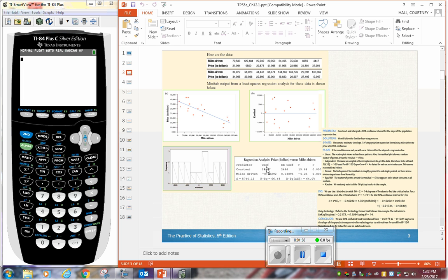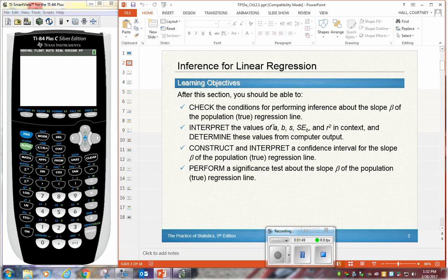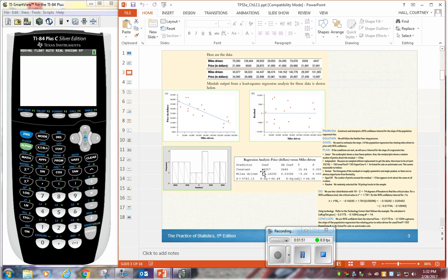So the constant is your y-intercept. So we're going to have 38,257 represent our y-intercept, which is our A variable. And then from the chart, we have the number underneath that represents our slope. So for the example I'm going to go over in a second, miles driven is our slope. So negative 0.16292 would represent our slope. So we have a negative slope.